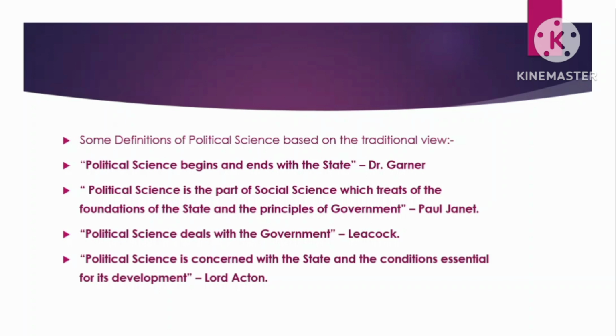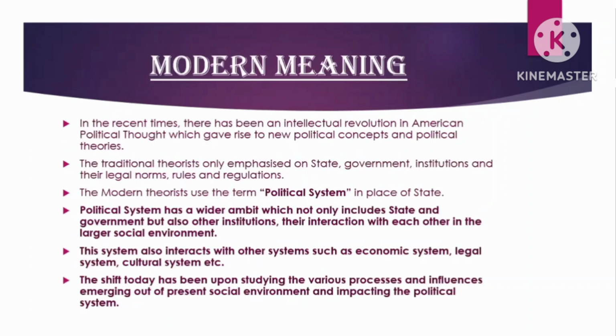So these were the different definitions put forward by different political thinkers, who were also of the view that political science has this traditional meaning, that it deals with state and government. In every definition you see that it is either speaking about the state or concerning itself with the government. So this was the traditional view of political science. Now, when we come to the modern view, obviously over time there have been certain changes in the meaning and development of political science.